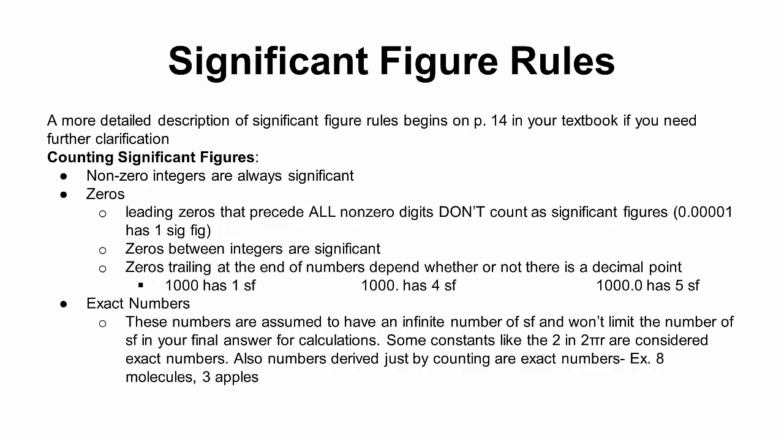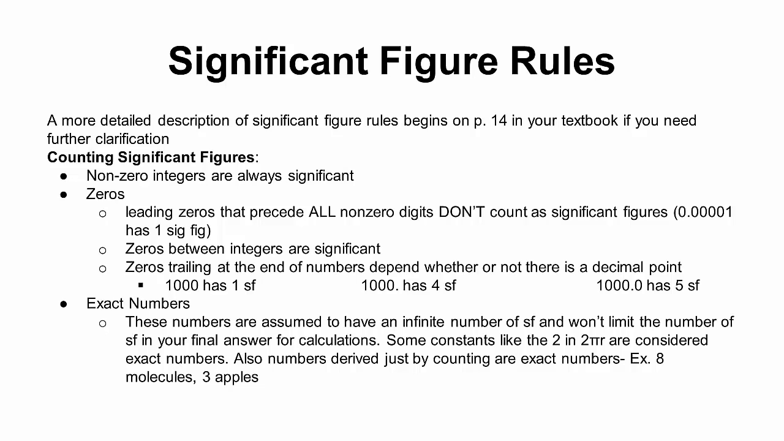If you look inside the parentheses, 0.00001 only has one sig fig. Zeros between integers are significant. For example, the number 101 has 3 sig figs.